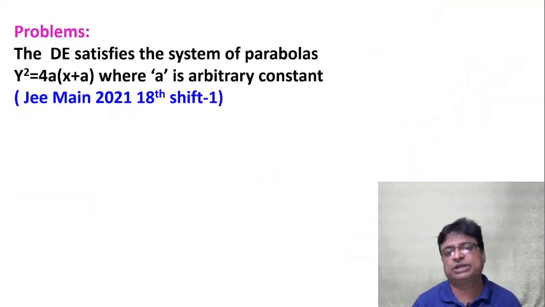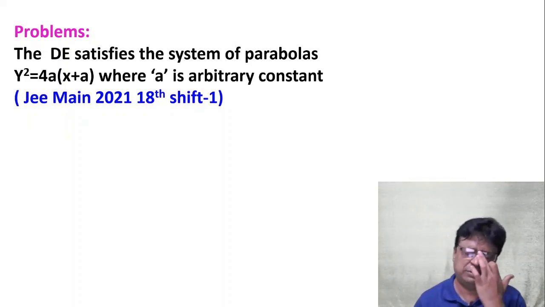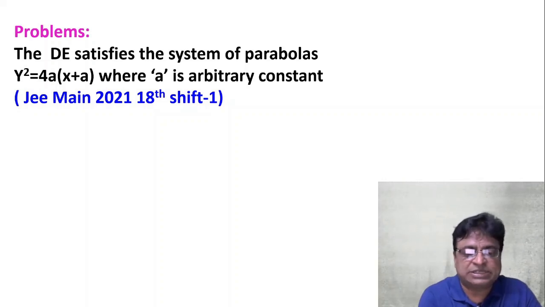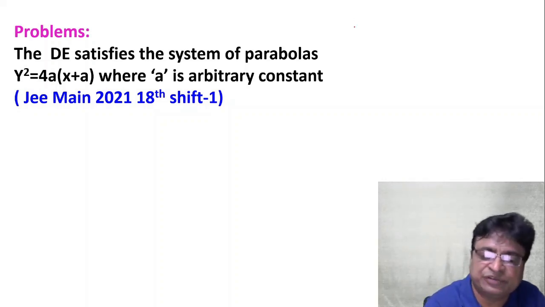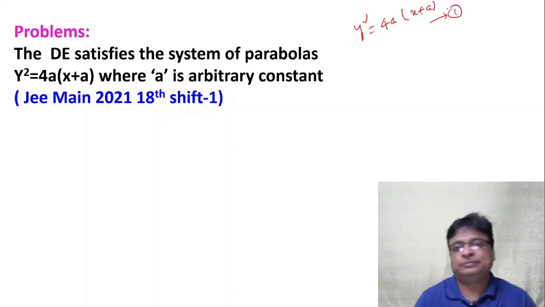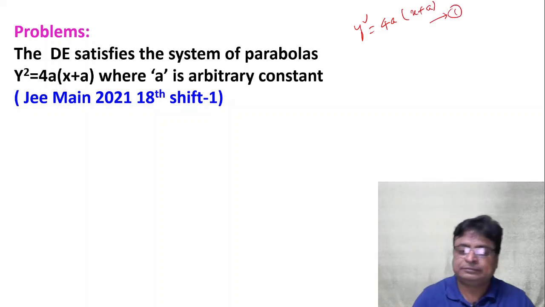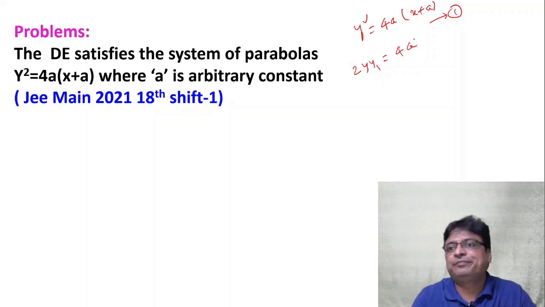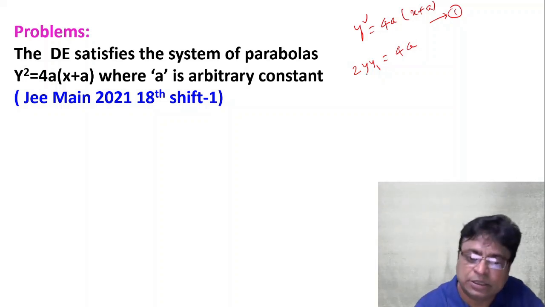Now coming to question number 3. Actually, this was a question they asked in JEE Main 2021, 18th shift 1. The differential equation satisfied by the system of parabolas y square is equal to 4a into x plus a. How many arbitrary constants are given here? Only one arbitrary constant, that is a. So now differentiate this. 2y y1 equal to 4a. So my y1 equal to 2a.